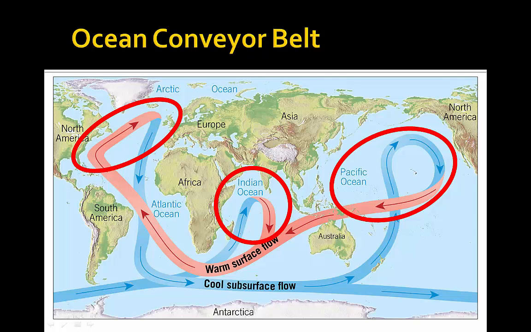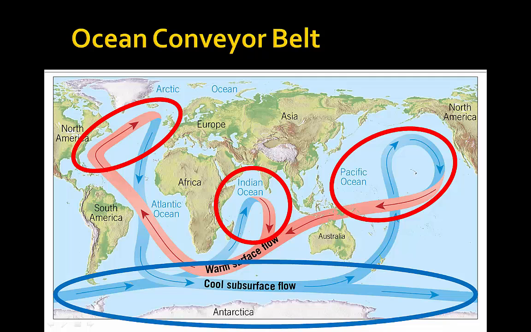Now, there is an exception to this general circulation model. The deep water around Antarctica is so cold and so dense that it rarely upwells to the surface.